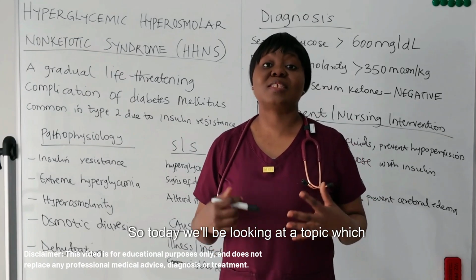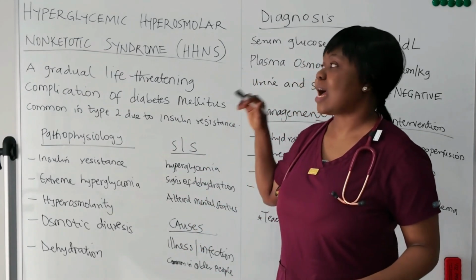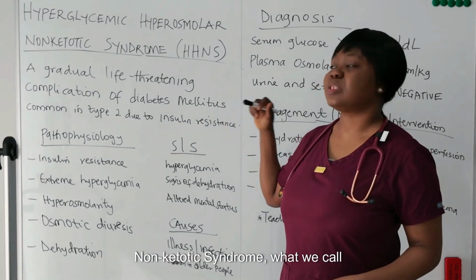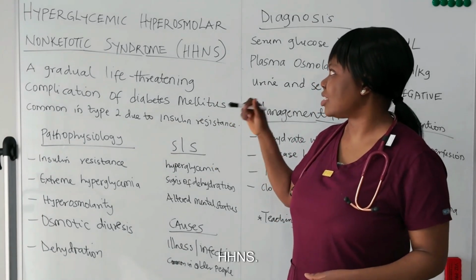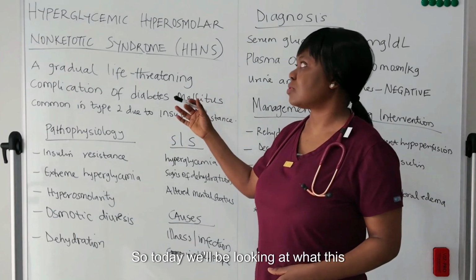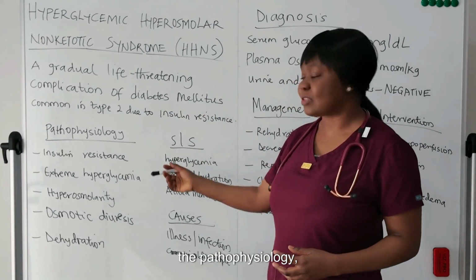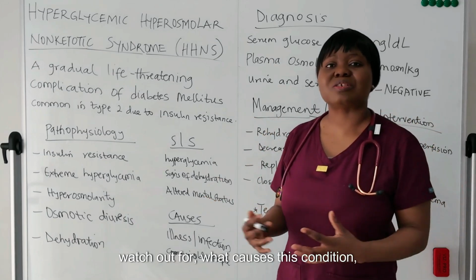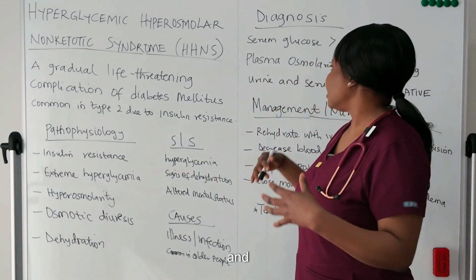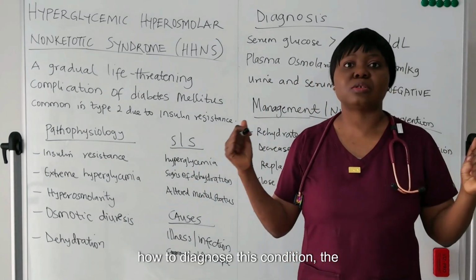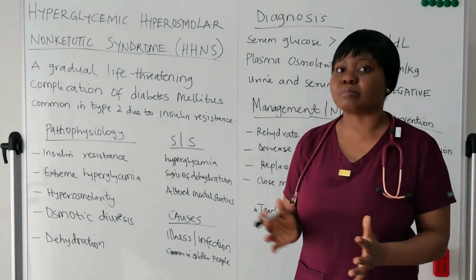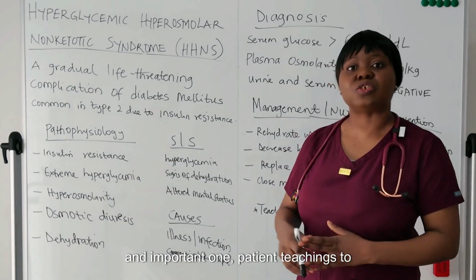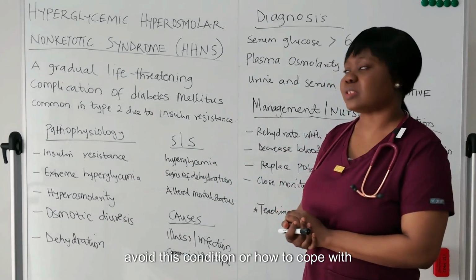So today we'll be looking at a topic which I have titled Hyperglycemic Hyperosmolar Nonketotic Syndrome, what we call HHNS. We'll be looking at what this condition means, the pathophysiology, the signs and symptoms, what you should watch out for, what causes this condition, and how to diagnose this condition, the management, nursing management with medication and all that, and an important one, patient teaching to avoid this condition or how to cope with this condition.